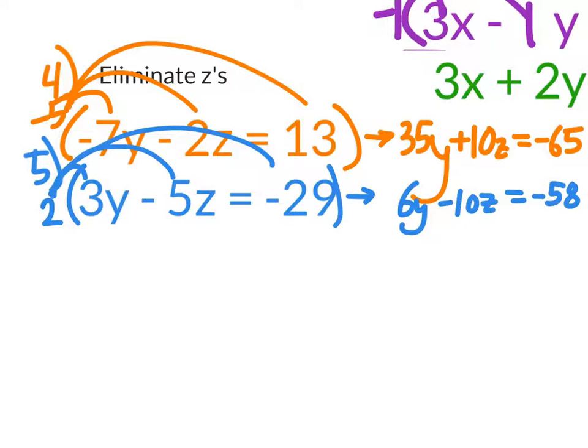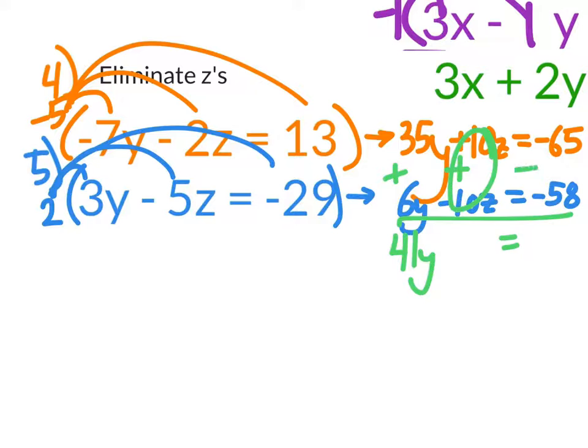Alright, I had to just double check to make sure I did that correct. So now that we have this, let's go ahead and add these two equations together. When I do this, it should give me an equation that I can solve because it should have only one variable, right? The z's should cancel out. So I'm going to add the y's. 35y plus 6y is 41y. The z's do cancel out when I add them together.